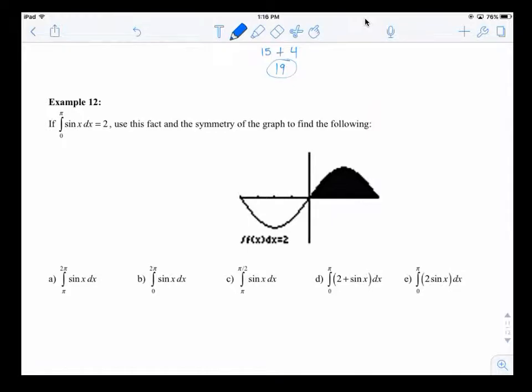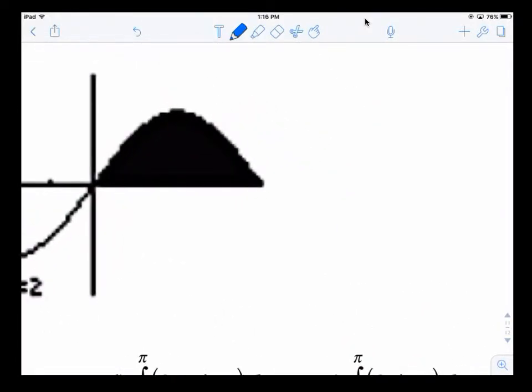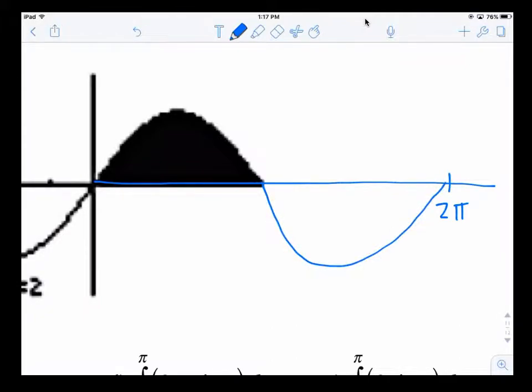Last one says, if the integral from 0 to pi of sine of x dx is 2, use this fact and symmetry of the graph to find the following. Okay, so normally sine has a period of what? Like how long does it take to do one full cycle? 2 pi, right? So this would be 2 pi. All right, so they're saying that from 0 to pi, which is right there, your answer would be 2. Do you see that?